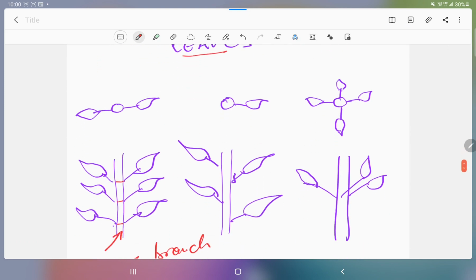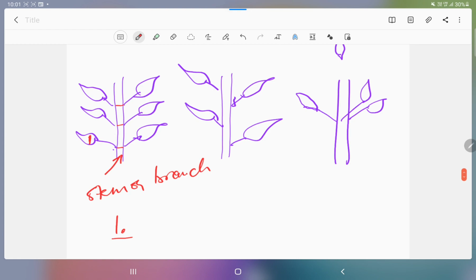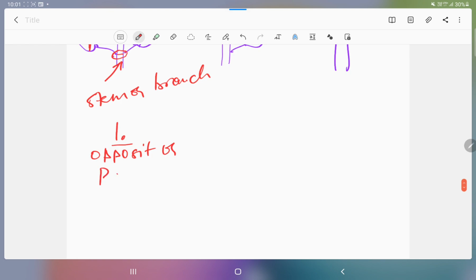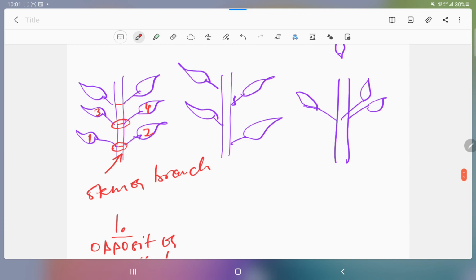Leaf number one and leaf number two arise from the same node, and they are opposite to each other. And if you look at leaf number 3 and 4, the arrangement is the same. Both the leaves are arising from the same node and are opposite to each other. So such an arrangement of leaf is known as opposite or parallel arrangement, in which leaves arise from the same node and are found opposite to each other.